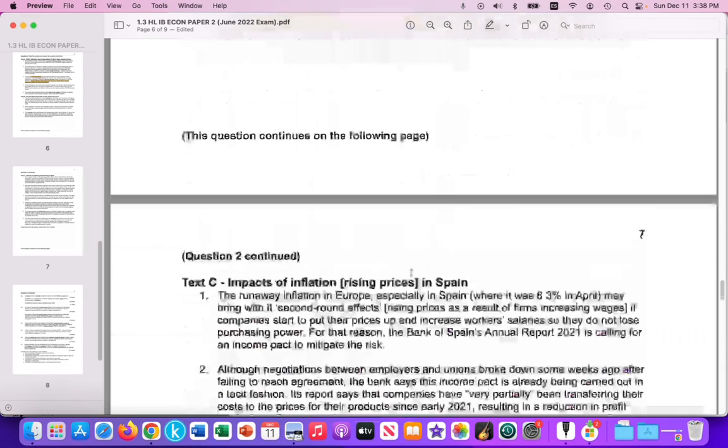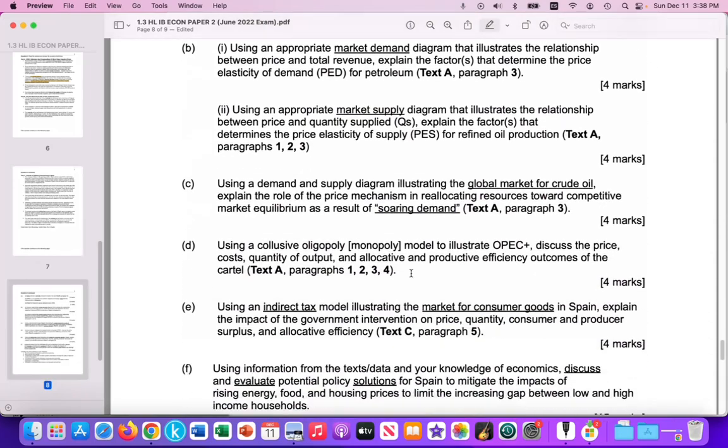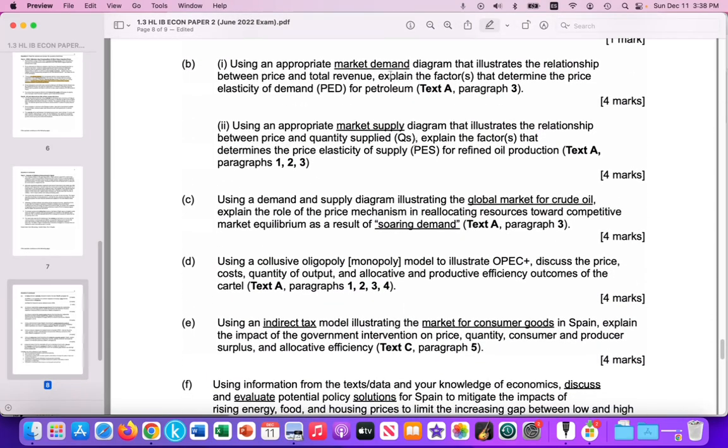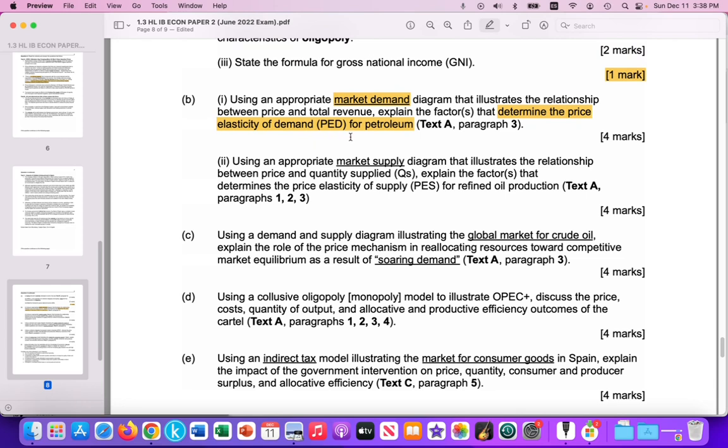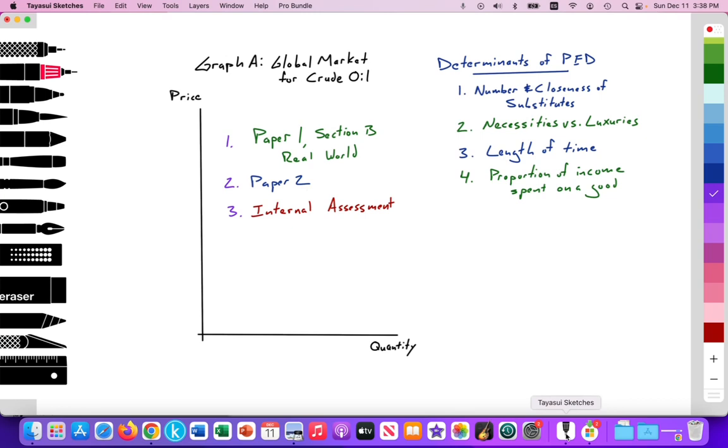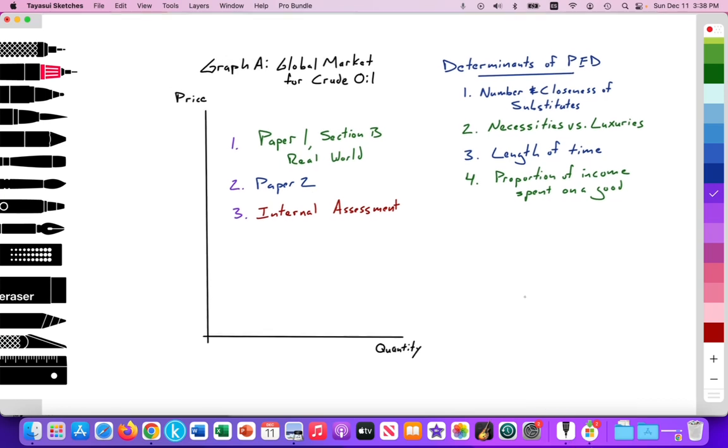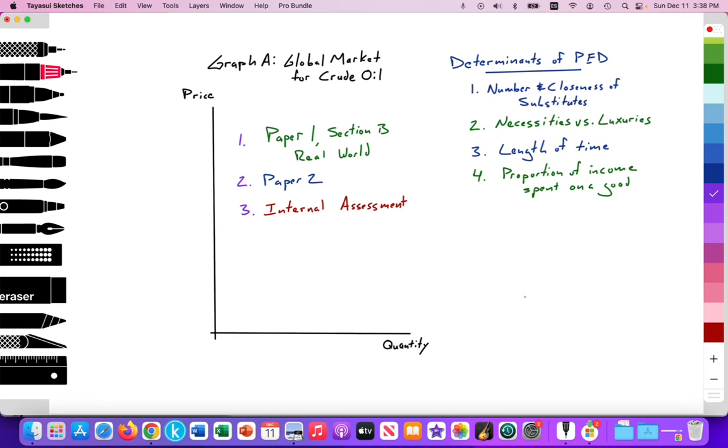So let's begin to graph and analyze that. Again, looking at this question, we're going to illustrate the market demand for petroleum and focus our analysis on how, as price rises, the impact on total revenue. Okay. So here we have our model. Graph A will be the global market for crude oil. We're going to measure price on the y-axis and quantity on the x-axis.